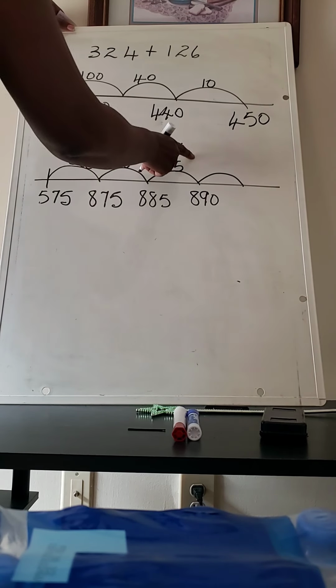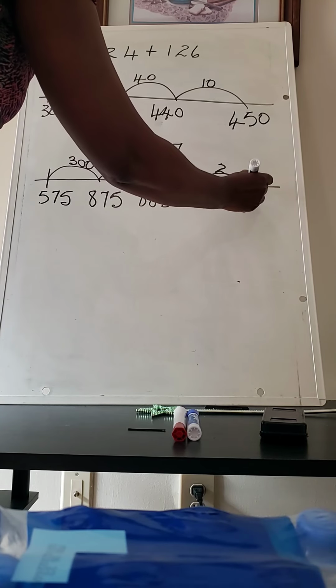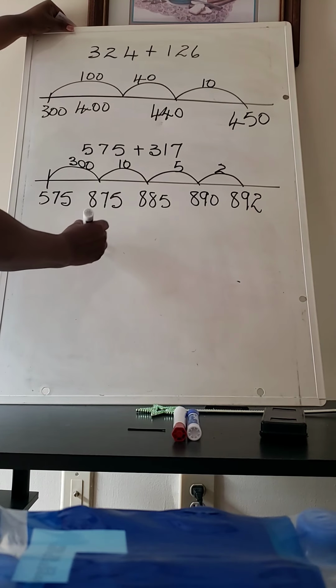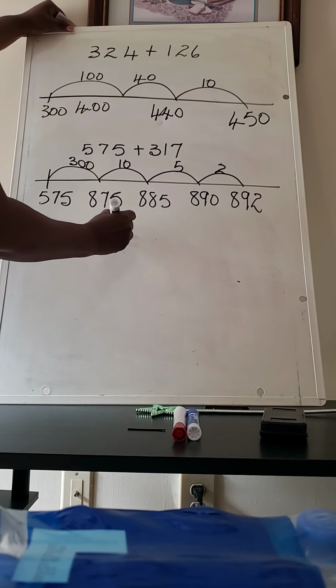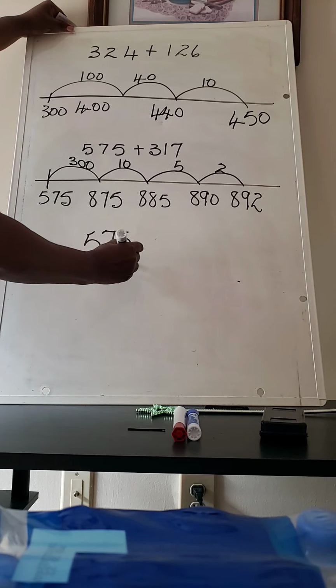We did not use all. So we have 2 left over. So now we add our 2. And it is 892. Let's try this algorithm. 575 plus 317.